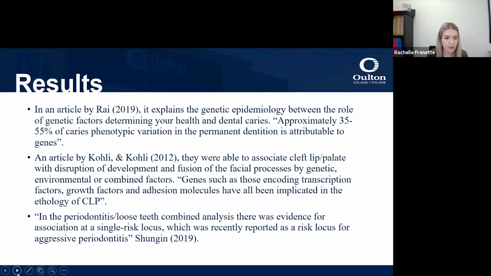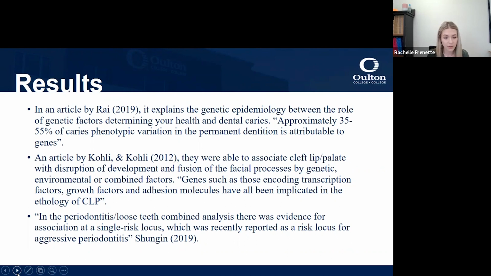So for our results, an article by Ray in 2019 explains the genetic epidemiology of the role of genetic factors in determining dental caries. Approximately 35 to 55% of caries phenotypic variation in the permanent dentition is attributable to genes. 35 to 55% is a lot, but it's also not considering other factors that can increase your chance for developing caries.